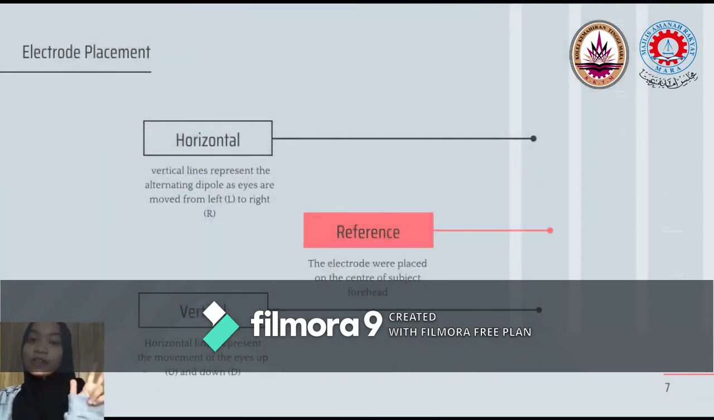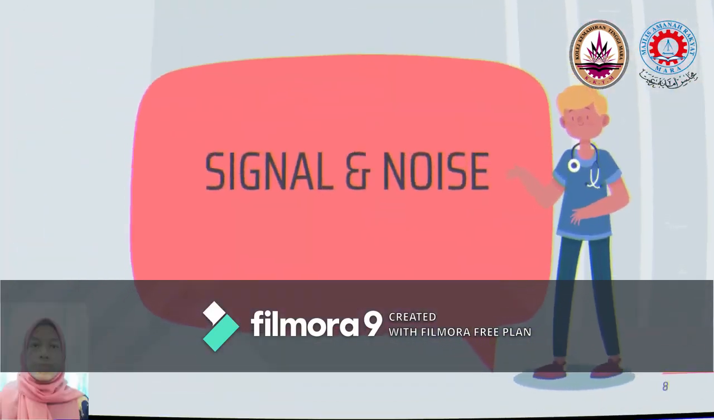There are 3 ways of electrode placement. First way is horizontal. That means vertical lines represent the alternating dipoles as eyes are moved from left to right. Second way, vertical. That means horizontal lines represent the movement of the eyes up and down. And the last way is a reference. The electrode is placed on the center of the subject's forehead.